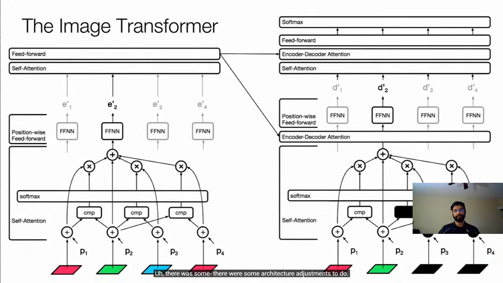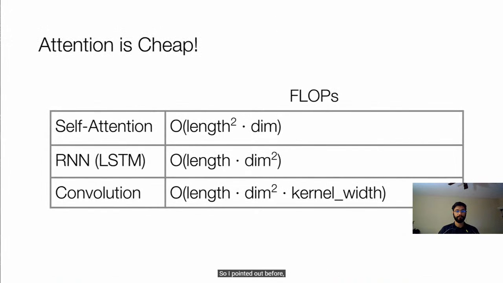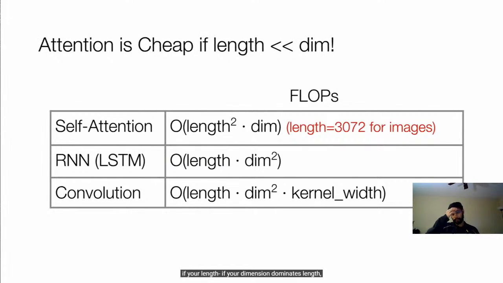There were some architecture adjustments to make, but it was very similar to the original work. And here the position representations, instead of being one-dimensional, because we were not dealing with sequences, were two-dimensional position representations. Okay, so I pointed out before, attention has a very favorable computational profile if your dimension dominates length, which is absolutely untrue for images, because even for 32 by 32 images, when you flatten them you get 3072 positions. So it's your standard CIFAR image.